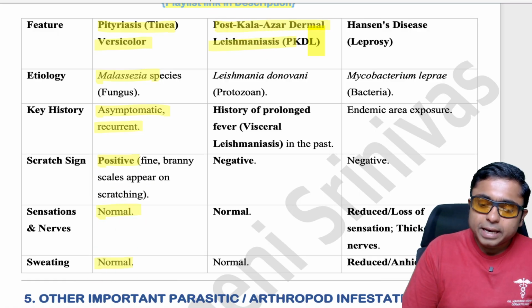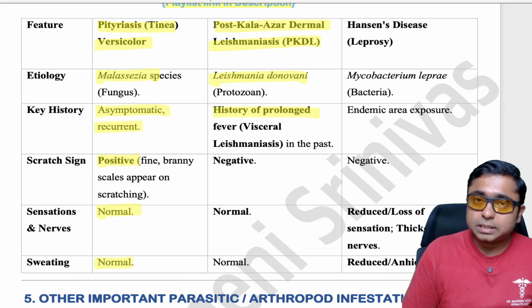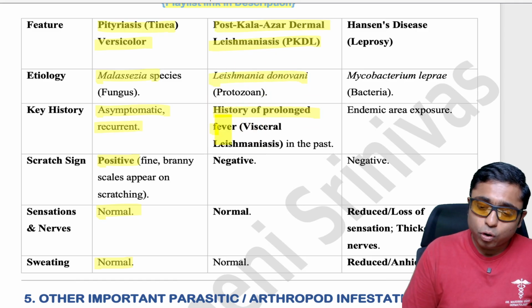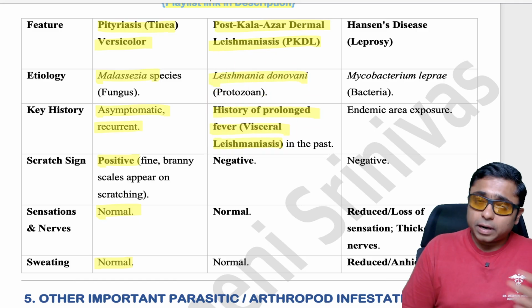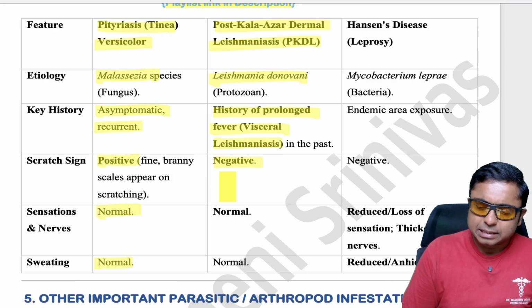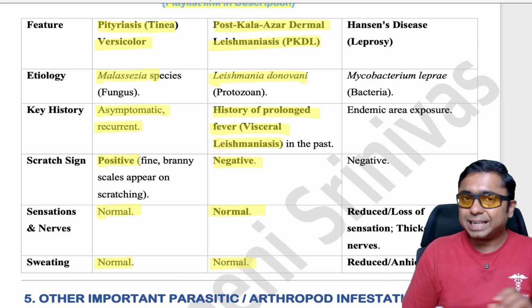Coming to PKDL, the patients are going to present with a very important history of prolonged fever, which is a finding for visceral leishmaniasis. Scratch sign will be negative, sensations are normal, sweating is also normal.